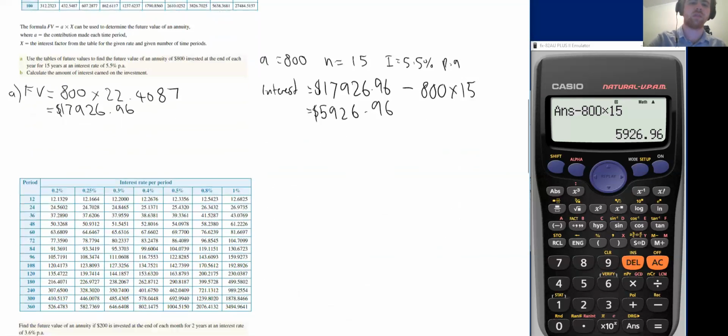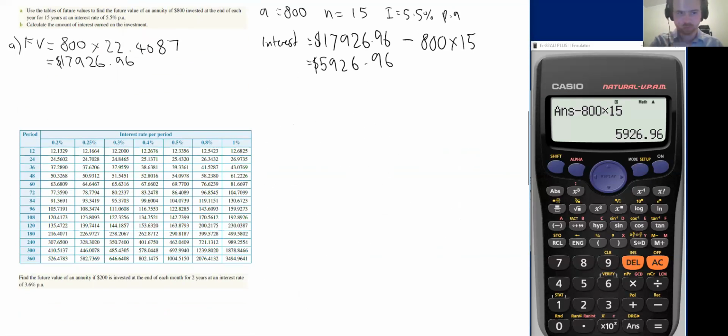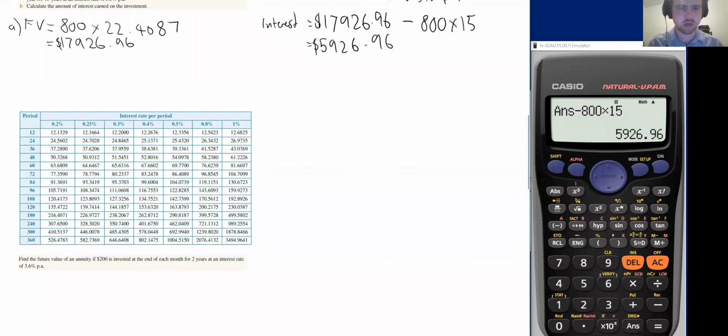Okay, let's look at another example here. We've got a slightly different table here, much smaller percentages, but we'll see in this moment why we would use this. Find the future value of an annuity if $200 is invested at the end of each month for 2 years at an interest rate of 3.6 per annum. So the main thing we need to notice is that we're adding it in each month, okay? And the interest rate is in per annum.